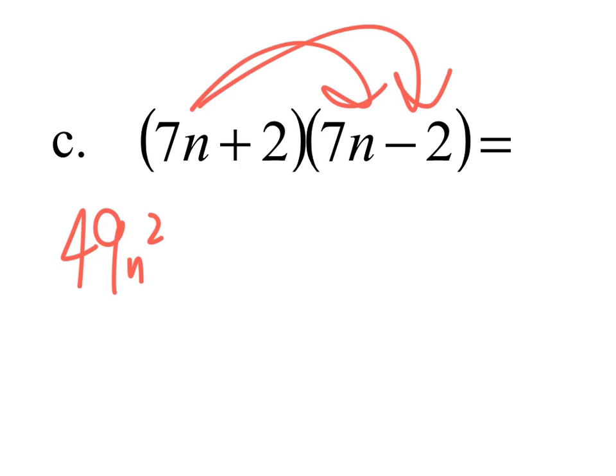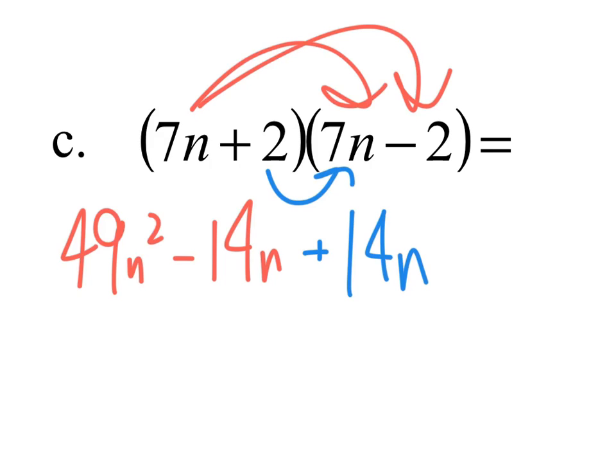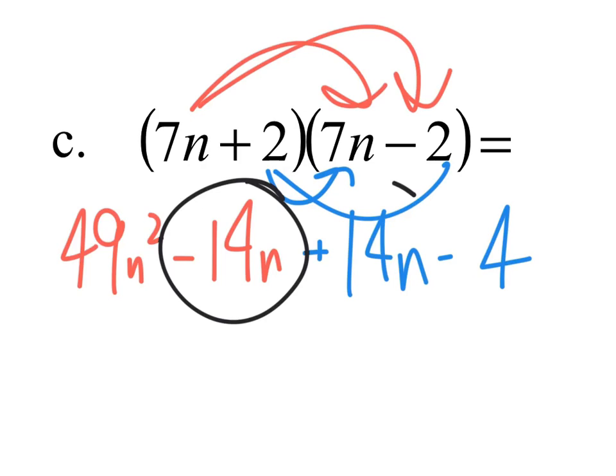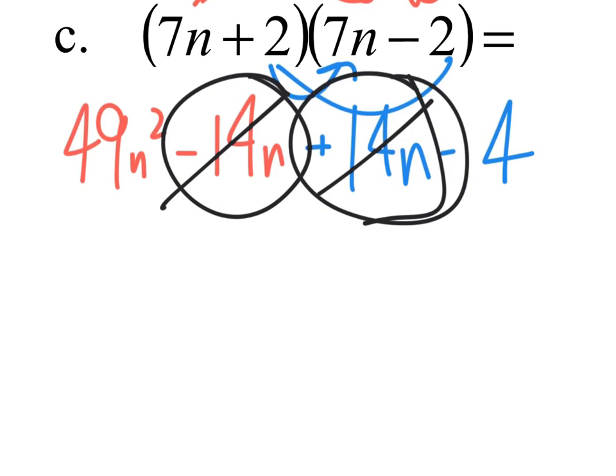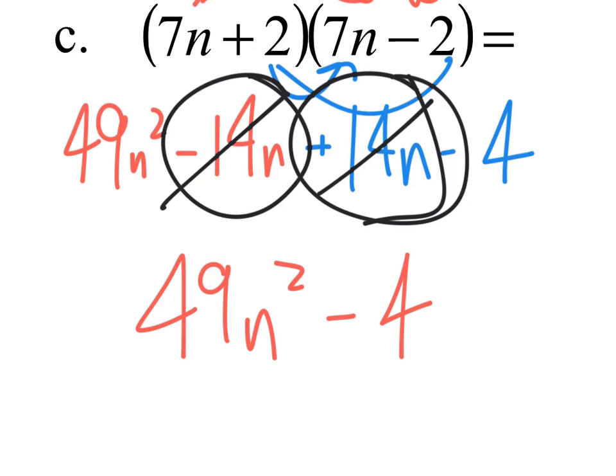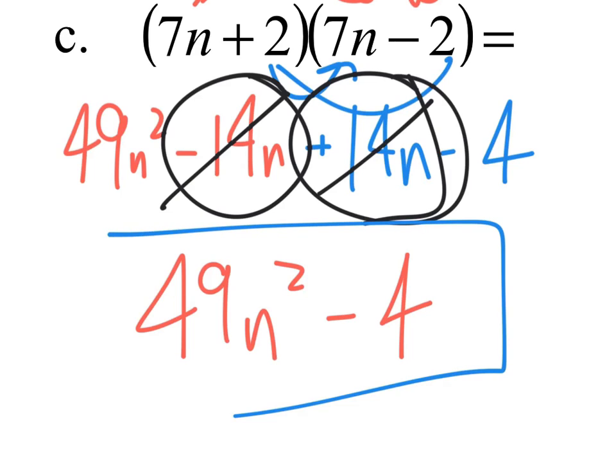7n times negative 2 is going to give us negative 14n. And now we've got positive 2 times positive 7n. It's going to give us positive 14n. And finally, 2 times negative 2 is going to give us negative 4. Great. And what I know is that, again, we're going to be combining like terms. Negative 14n plus 14n, it cancels out. So all that we're left with is simply 49n squared minus 4. This is our answer.